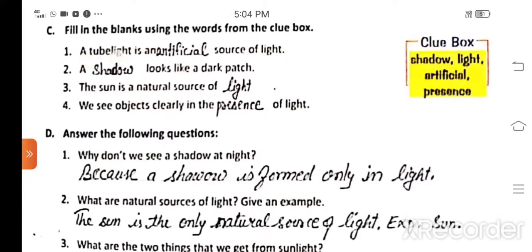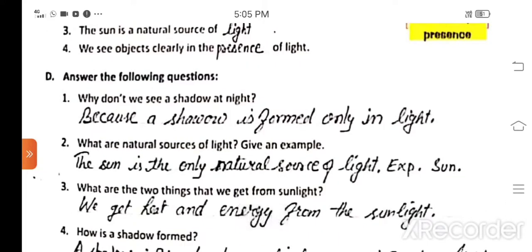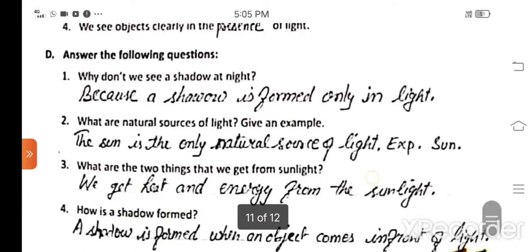Fill in the blanks using the words from the clue box. Shadow, light, artificial and presence. Number 1, a tube light is an artificial source of light. Number 2, a shadow looks like a dark patch. Number 3, the sun is a natural source of light. And number 4, we see objects clearly in the presence of light. Of course, we can see the objects clearly in the presence of light, because when there is no light, we cannot see anything clearly around us.